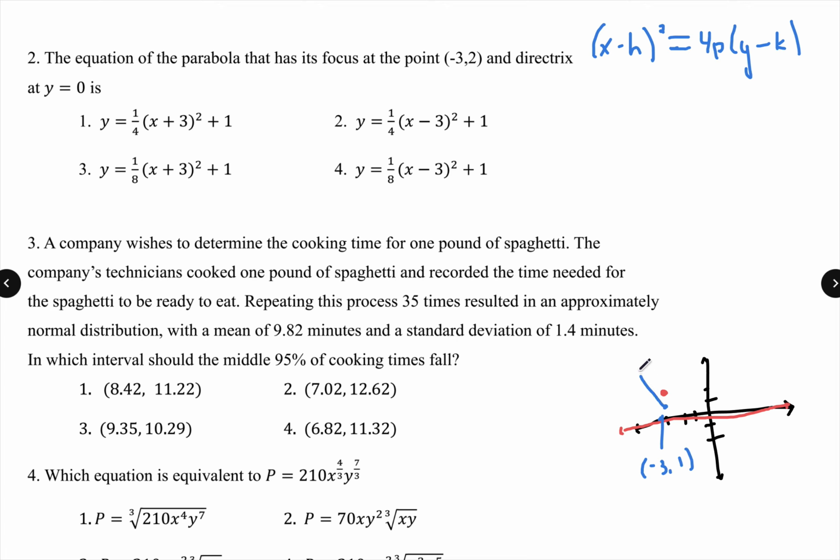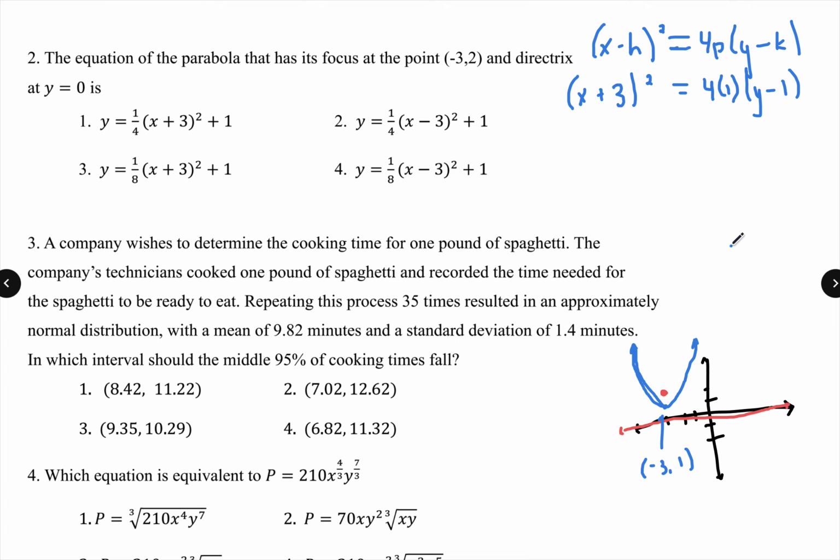Since my parabola always opens up towards my focus, this is a positive. So what's the distance here? 1. So let me just plug it in. I'm going to say x minus negative 3, which is just x plus 3, squared equals 4 times 1 times y minus 1, because it was a positive 1.